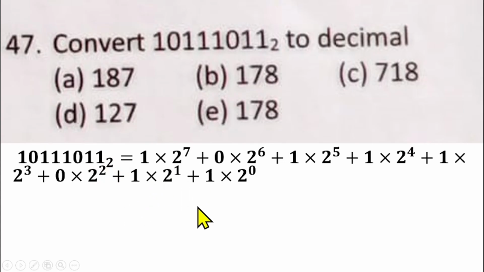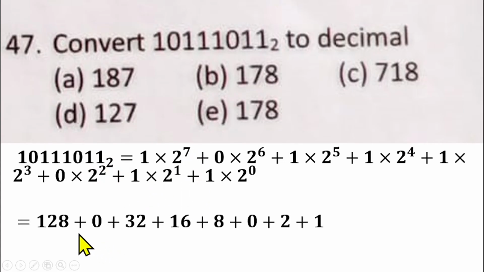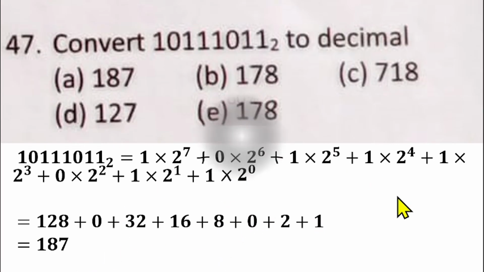Then if you simplify further, 2 raised to the power 7 will give us 128. 0 times this will give us 0. 2 raised to the power 5 is 32. 2 raised to the power 4 is 16. Then 2 raised to the power 3 is 8. 0 times 2 raised to the power 2 gives us 0. 2 raised to the power 1 is 2, times 1 gives us 2. 2 raised to the power 0 is 1, and 1 times 1 is 1. If you add this together, that gives us 187 in base 10. And that is option A for question number 47.